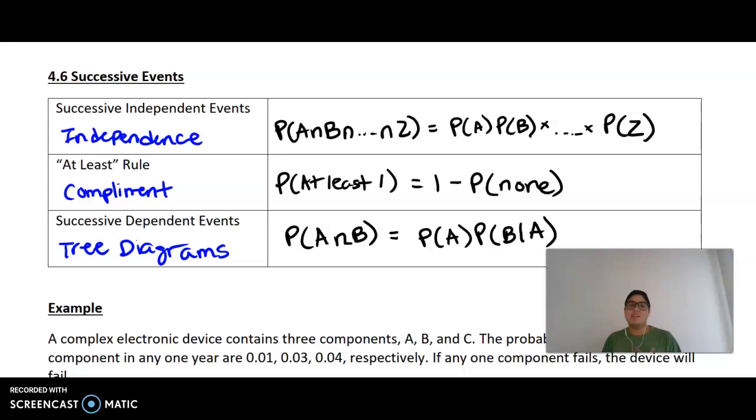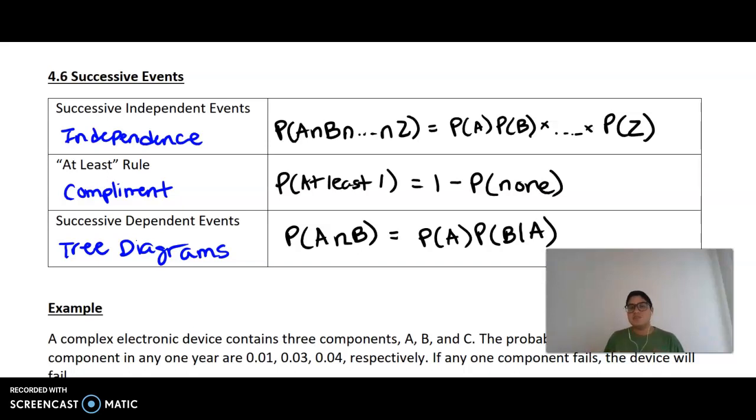So the first type is called successive independent events. Probability of A and B and yada yada yada until that very last one. Well, this isn't to say that it can only be independent up to 26 events, but it just goes to show you that if the events are independent of one another, then you just keep multiplying their probabilities. So P of A times P of B times P of C times P of D, etc. They're independent, so you just keep multiplying them.